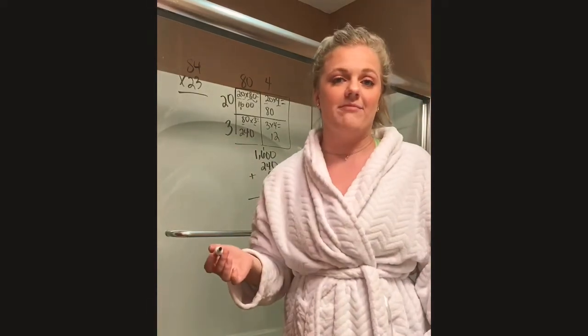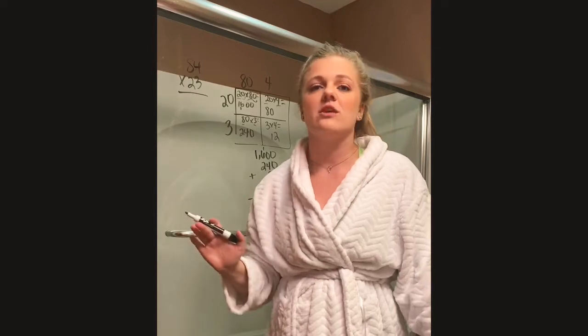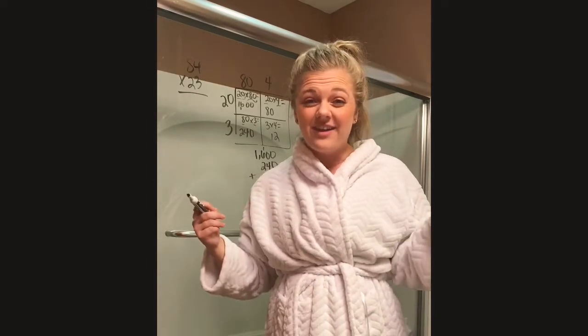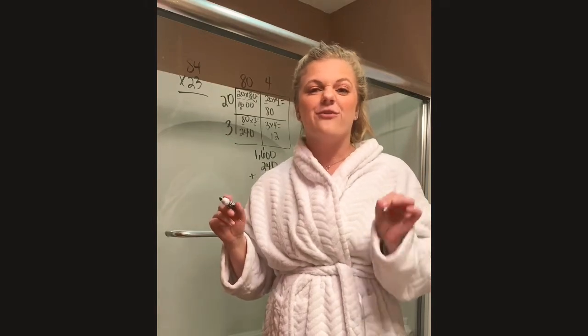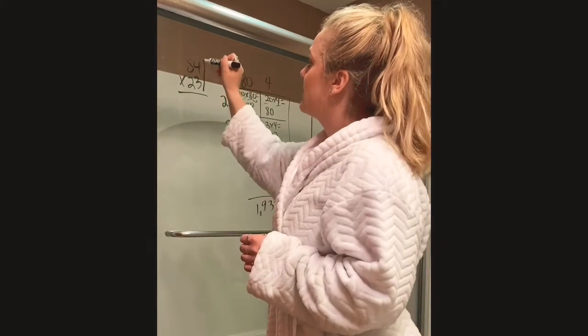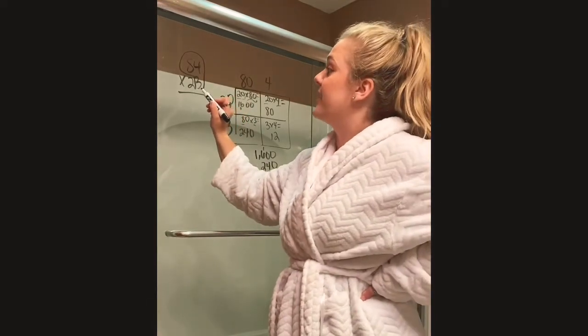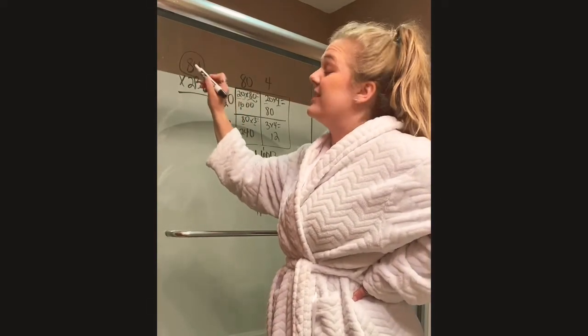This time we're gonna use the turtle head method. Okay, if you like to just call it the shortcut method and not add our extra steps, that's totally fine. But I think the turtle head method is fun and it helps us remember every single step. So we start by drawing our turtle head, okay? Because we're gonna start in our ones column. We're gonna start by multiplying 3 times 4 and then 3 times 80.